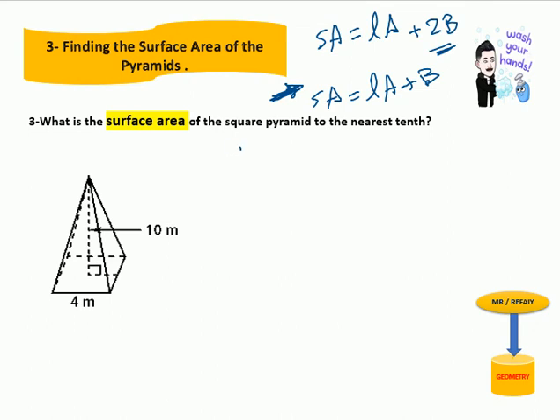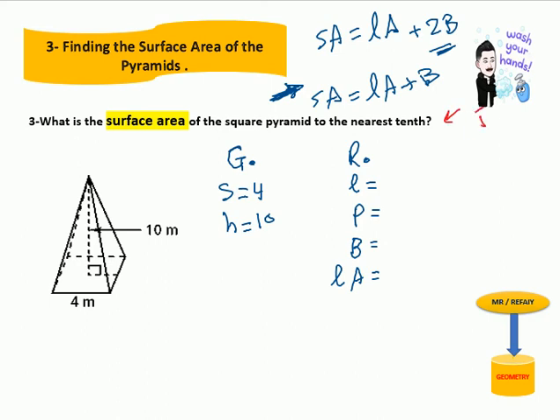Okay, so here we have to determine also the given and the required. The given is S, it's equal 4, and H equal 10. The required, slant height L, perimeter of the base, and base area, and lateral area. Okay, the slant height we get it in question number 1. So this question, it's related to question number 1. L, it's 2 root 26, and the perimeter here is 16.